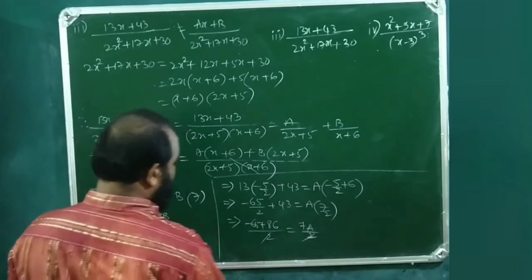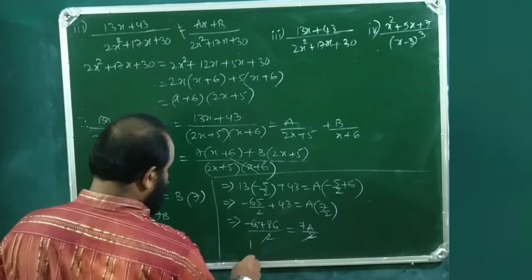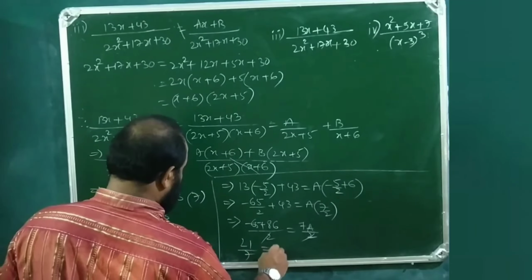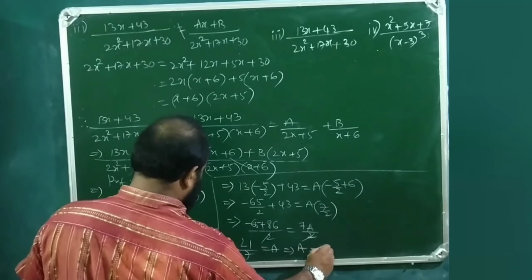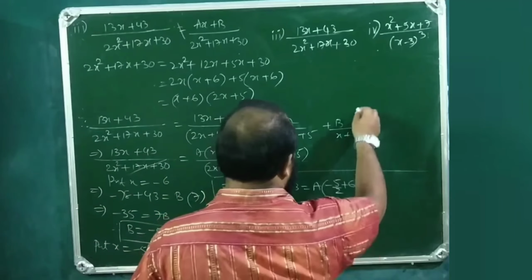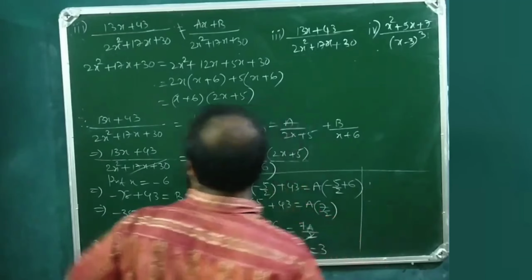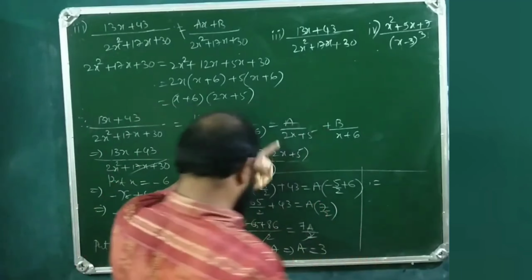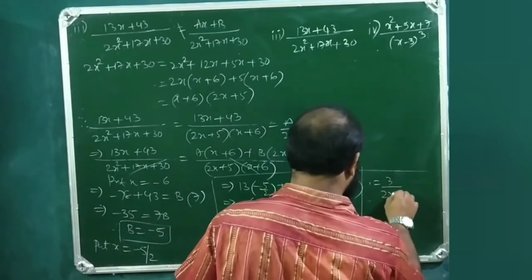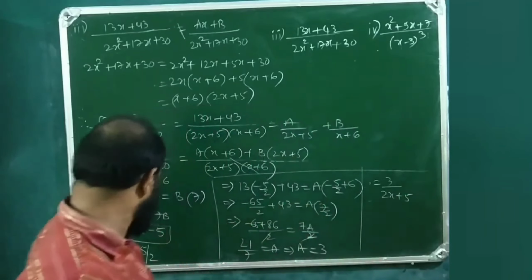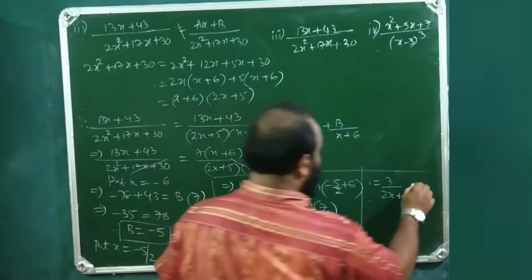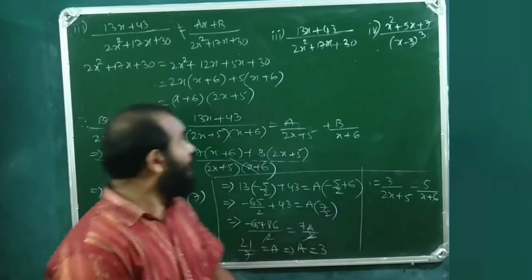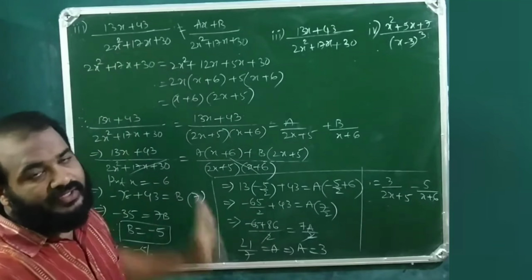So these 2 get cancelled. 6 minus 5 is 1, 8 minus 6 is 2. So 21 by 7 is equal to a. Therefore, the value of a is equal to 3. Therefore, the required partial fraction is: a is equal to 3, so 3 by 2x plus 5, plus the b value, which is minus 5, so minus 5 by x plus 6. So this is the partial fraction for this given proper fraction.